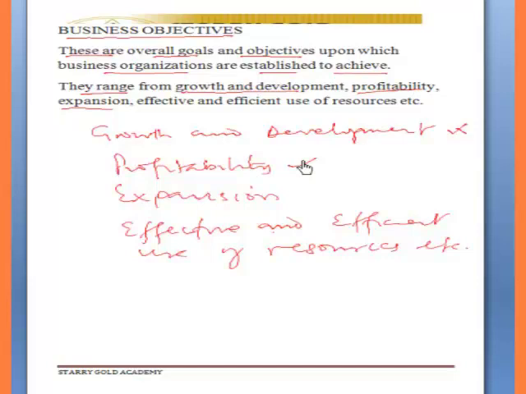So these are some of the major objectives that characterize or underline the establishment of a given business venture. Like we have said, the objectives are many, but they always range from profitability, expansion, effective and efficient use of resources, growth and development, among others.